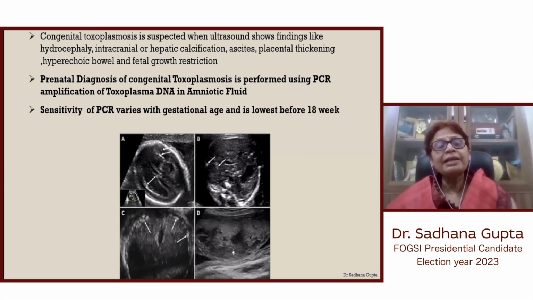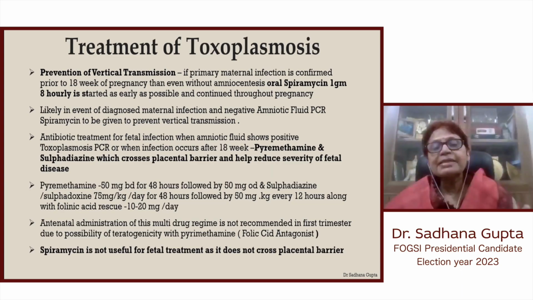If it is a low avidity IgG, or a 4-fold rise of IgG antibody in 4 weeks, then we have to confirm whether the fetus is affected or not. This is done by amniotic PCR, which shows whether the fetus is infected. The sensitivity of PCR also varies with gestational age and is lowest before 18 weeks. So for all TORCH infections, you cannot get good results with amniocentesis before 18 to 20 weeks. Secondly, we have to do the amniocentesis after 4 weeks from infection. Only then will the results give you certain information.